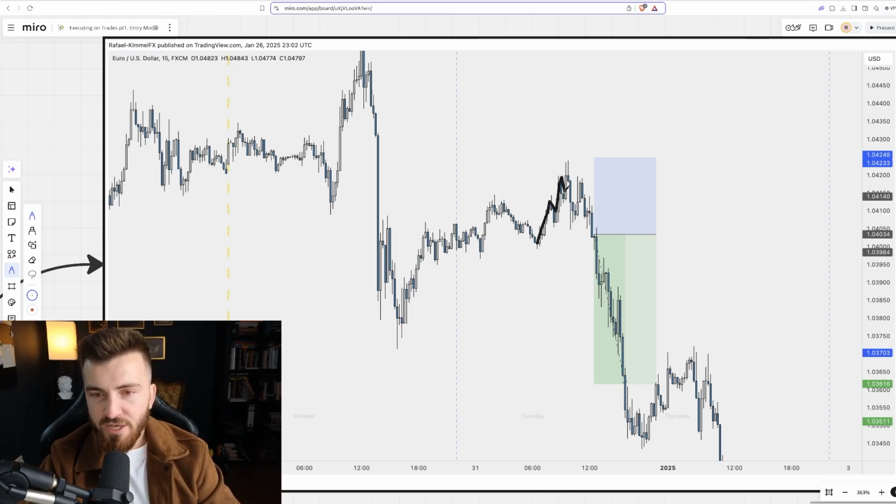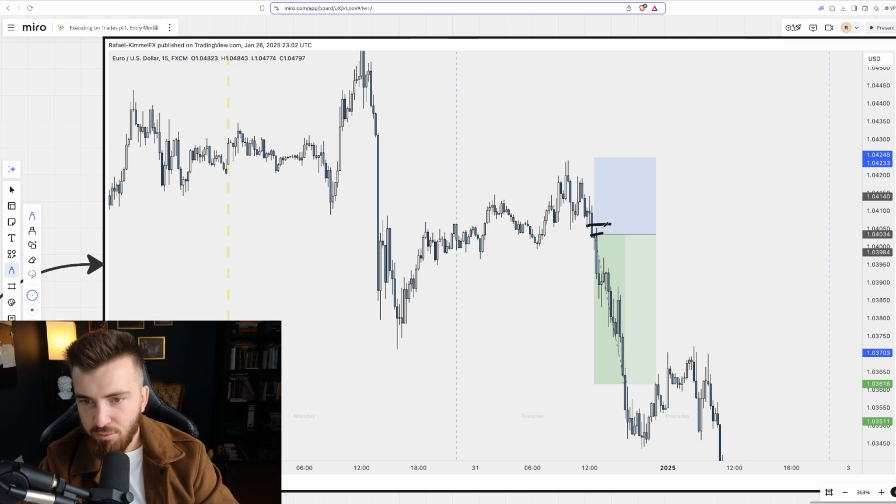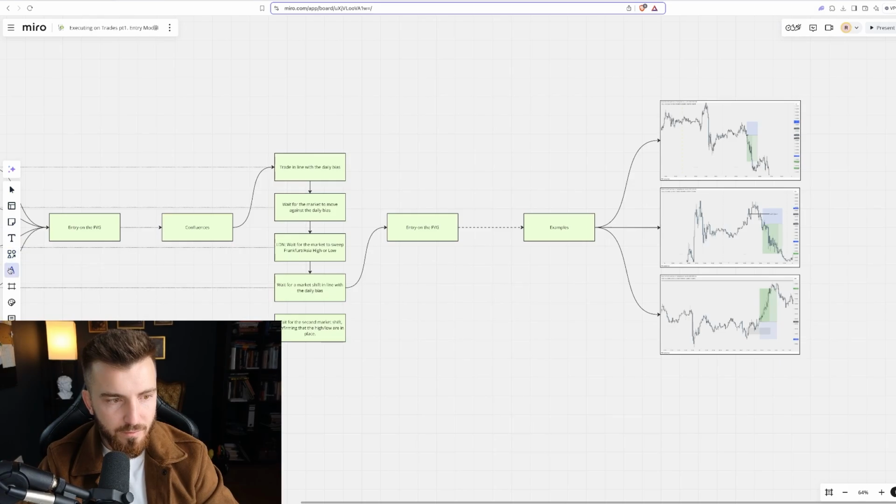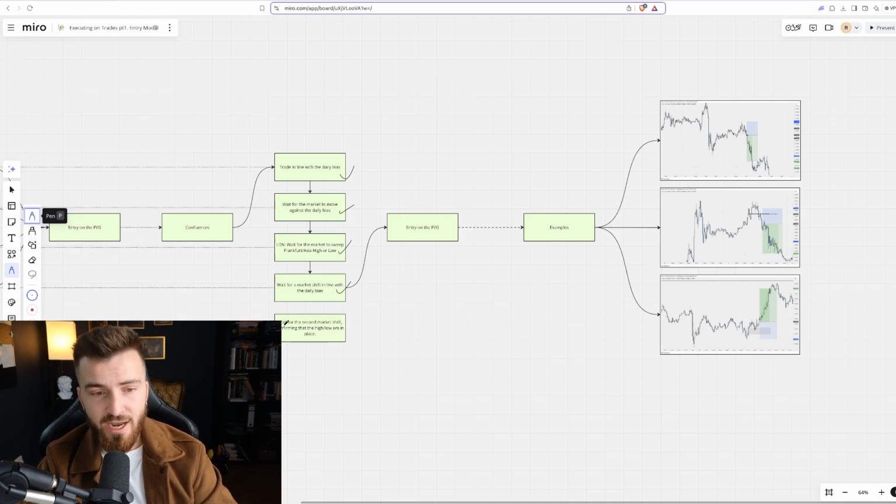So, market moves higher. Session liquidity is done. Sweep the high. Market shift, market shift, market shift. Fair value gap right there. Market taps it and moves to the downside towards the target for a really nice 1 to 2. So, trade in line with the daily bias. Check. Wait for the market to move against the daily bias. Check. In London, wait for the market to sweep Frankfurt, well, basically session liquidity. Yes. Check. Wait for the market to shift in line with the daily bias. Check. Wait for the second market shift, confirming that the high or low are in place. Check. Right? We have everything.